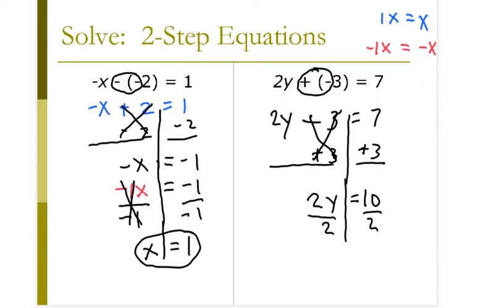These two are going to divide out. In other words, 2 divided by 2 is 1. And 1 times y is y. On the right side, 10 divided by 2 is 5. And so what we end up with is y equals 5. Again, to check to make sure our answer is correct, we can take that 5 and substitute it back into the original equation and see if we get 7. If we don't get 7, then that means either we made a mistake or we need to do a little bit more work with integers.